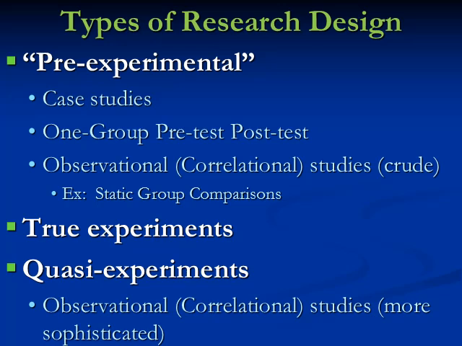The next category here is true experiments, probably the kinds of experiments that come into most people's minds when they think of research. And lastly, we have quasi-experiments, and these include observational or correlational studies that are much more sophisticated than these up here that would in fact be included in the pre-experimental category.